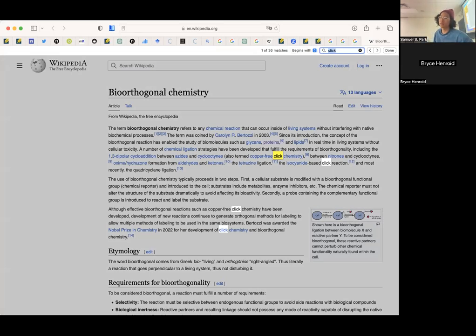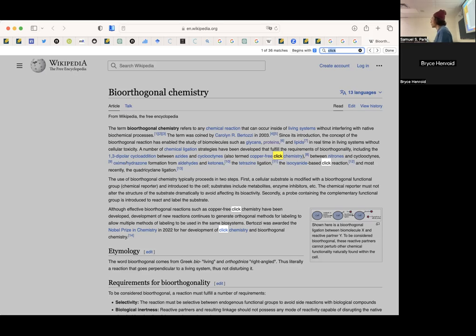Click chemistry is pretty cool and useful, and I think it's a little underutilized right now. I'm glad it got the Nobel Prize. For example, the way that I used it was I was able to ligate a DNA barcode onto an antibody, right?